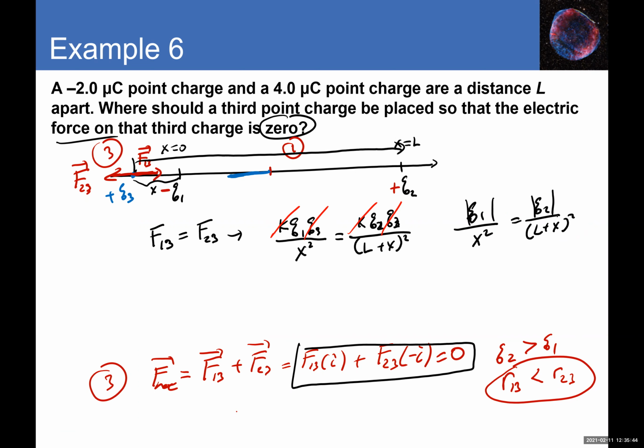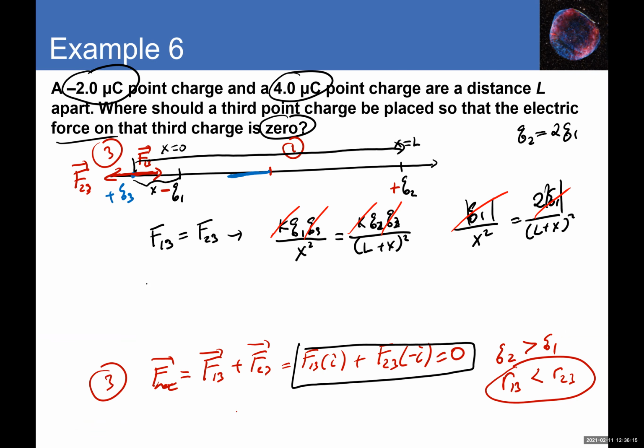And one thing I know here is that this is 2 microcoulomb, this is 4 microcoulomb. That means Q2 is equal to 2 times Q1. That's another thing I know. That means I can come back and say that this is 2 times Q1. For this particular example, I can cancel Q1. And you can always do that: represent one in terms of the other, like a ratio.